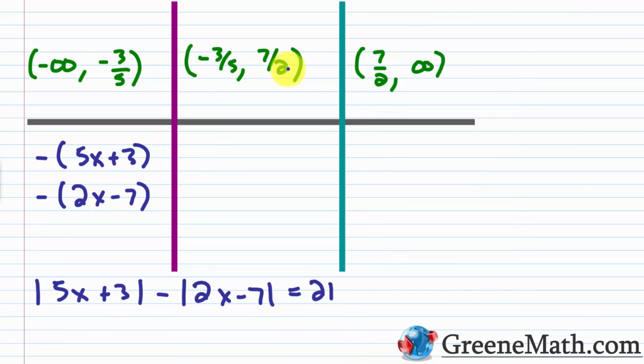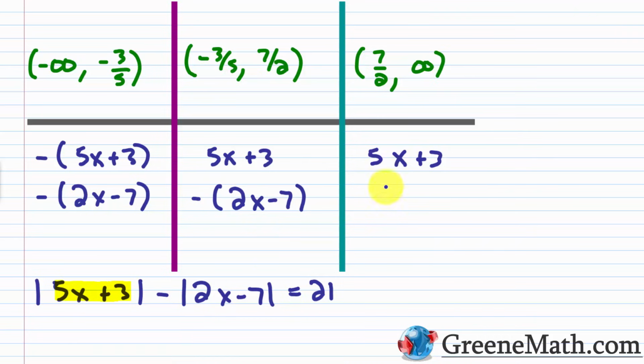If I'm between negative 3/5 and 7 halves, I know this guy right here is going to be 0 at negative 3/5. So if I'm greater than negative 3/5, that guy's positive, right? So 5x plus 3 is positive, and I can go ahead and just say it's going to be positive in this interval as well, right? Now this guy right here, this 2x minus 7, is going to be 0 when x is 7 halves. So it's still going to be negative in this interval here. So we would wrap this in parentheses and put a negative out in front. And again, in this interval, it's positive because everything's positive once we get larger than 7 halves, because 7 halves makes this guy 0. So we'll say this is just 2x minus 7.